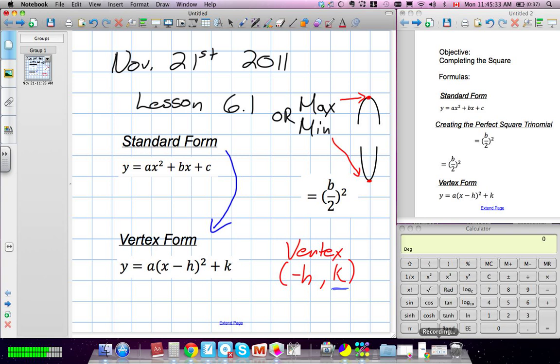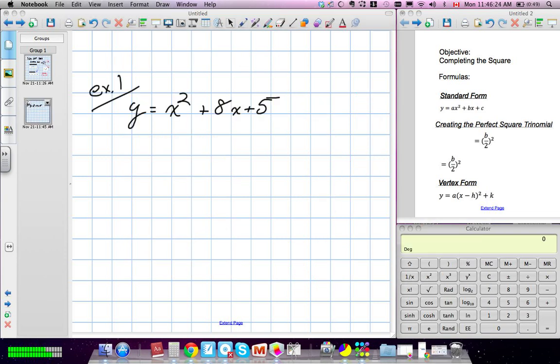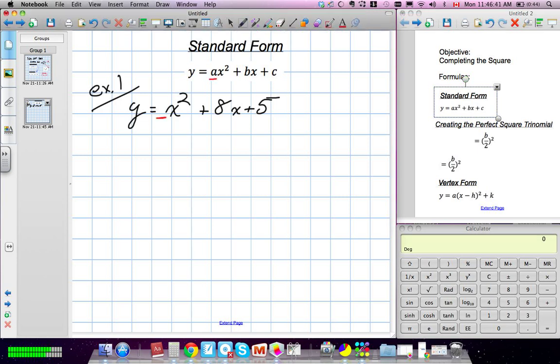We're going to go through the process now. Okay, so our very first example, we have an equation here, x squared plus 8x plus 5. We need to recognize that we are in standard form right now. This is our standard form to the equation. We have our a value, our b value, and our c value.